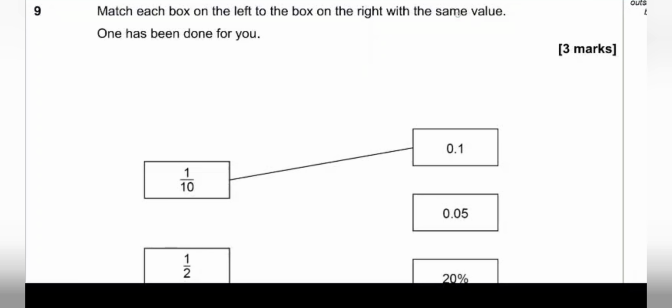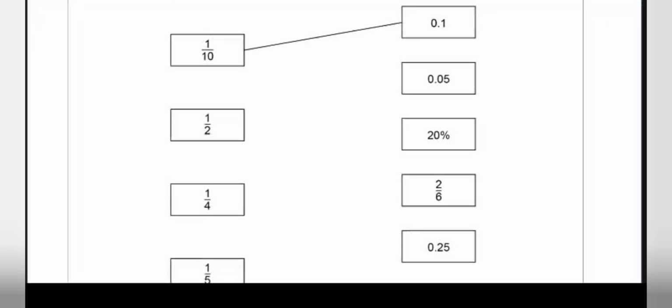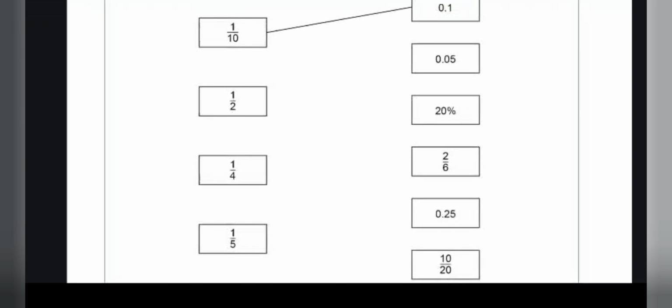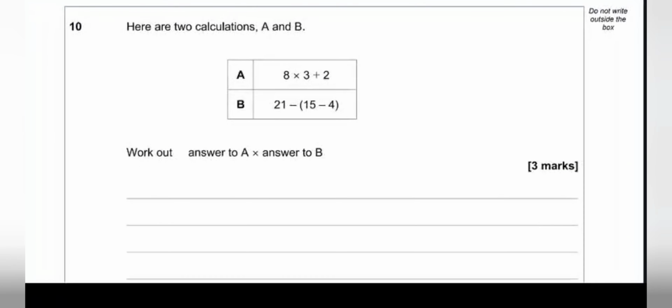Question 9, we're matching up another fractions, decimals, and percentages question for this. So starting off with 1/2, that is the same as 10 over 20. And then 1/4, 0.25, like 25%, isn't it? 1/5 is 20%. Nice, 3 marks.